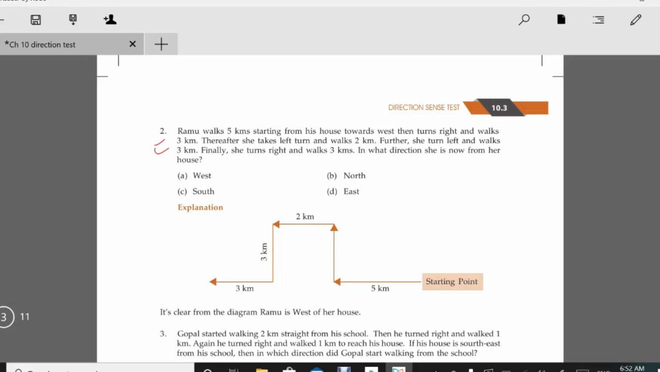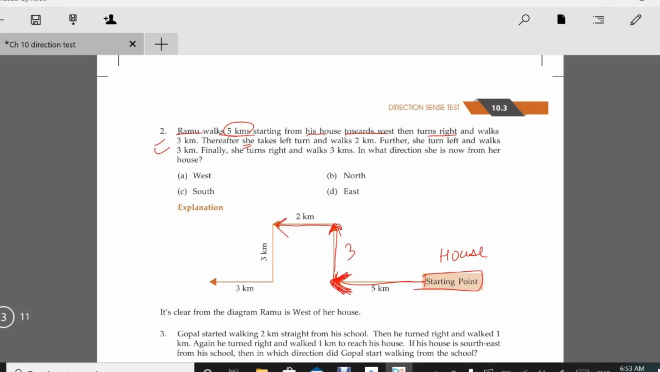Example number 2. Ramu walks 5 kilometers starting from his house. Suppose this is his house. He walks 5 kilometers towards west. So, he's facing here. And then he turns right. So, if he's facing here, his right is here. And walks 3 kilometers. Now, they have written she for Ramu. Never mind. Thereafter, she takes a left turn and walks 2 kilometers.